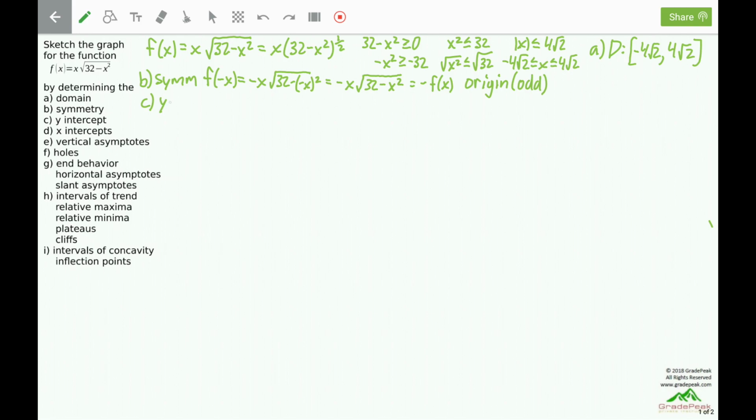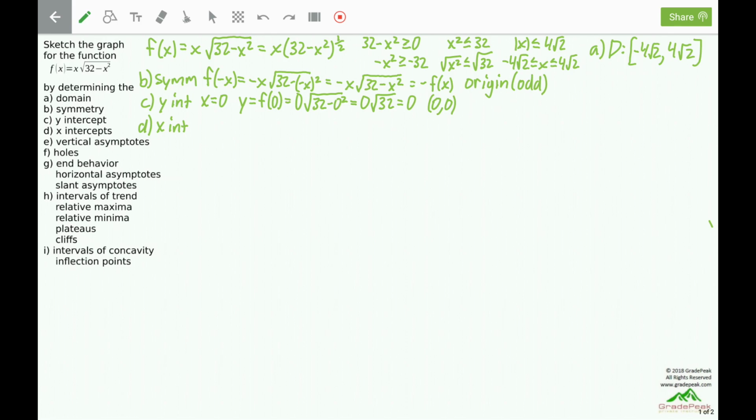For part C, we want to determine the y-intercept. This is the point where the graph crosses the y-axis, defined by x equals 0. We can find the corresponding y-coordinate by plugging the x-coordinate back into the original function, y equals f of 0, which is 0 times the square root of 32 minus 0 squared. 0 squared is 0, 32 minus 0 is 32. 0 times anything is 0. We had an x-coordinate of 0, we found a corresponding y-coordinate of 0, so 0, 0, the origin will be the y-intercept.